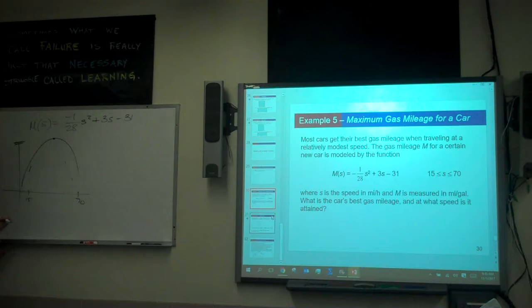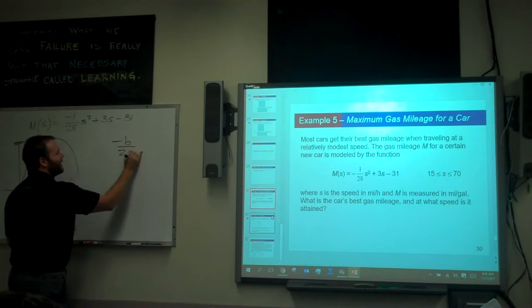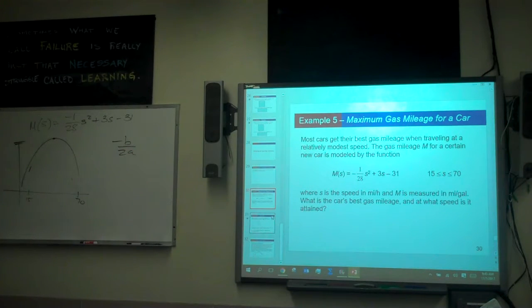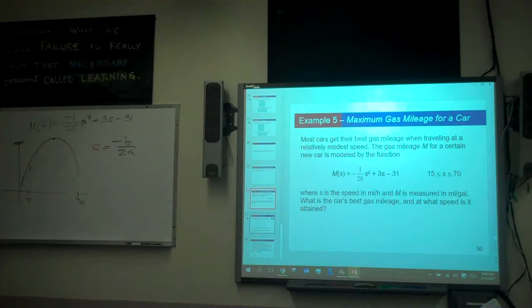Okay. So here's where I think it's important. A lot of people don't organize their work, and they're careless with their labels, and they just write opposite B over 2A. Well, what does opposite B over 2A represent here? Make sure that you put an S over here. It's always your independent variable that the opposite of B over 2A is equal to. It'd be really nice when I'm done, I'm going to get 2 values, to be able to distinguish what those 2 values are from one another.